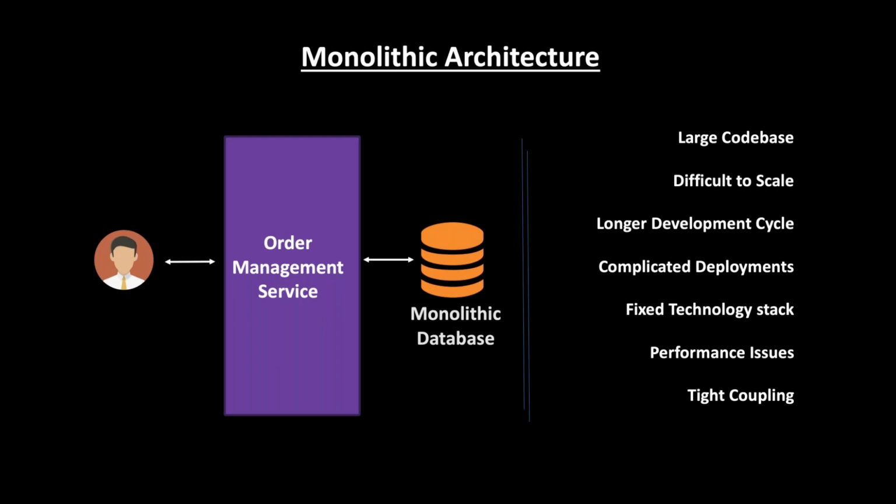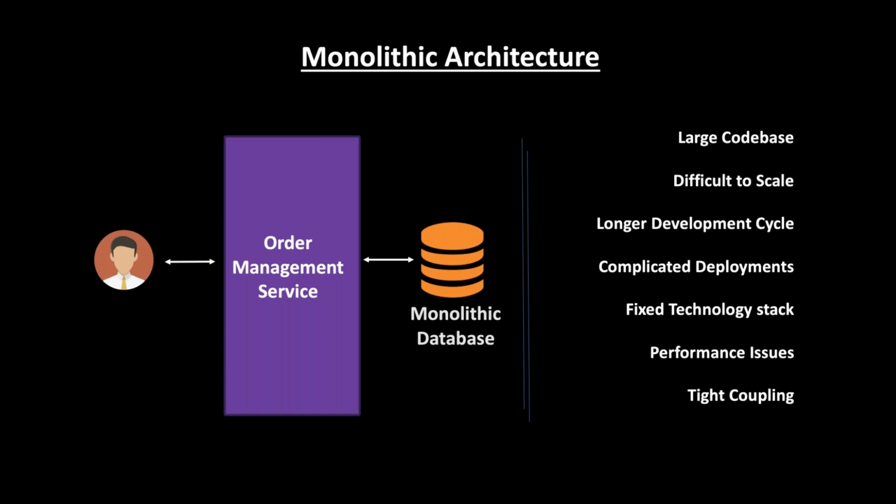So starting with a monolithic architecture. For the purpose of this demo, I'll be talking about an order management service, wherein a user talks to this order management service, which has a monolithic database associated with it. So what can go wrong with this architecture, right? I've worked with multiple applications early on in my career which had this kind of architecture. And there are multiple issues with such architectures.